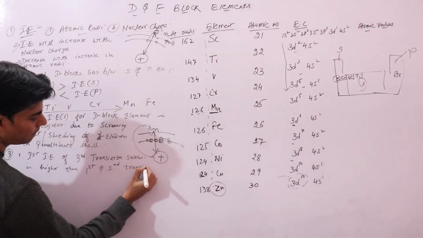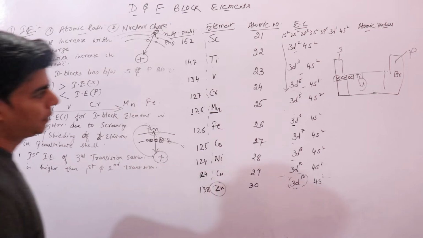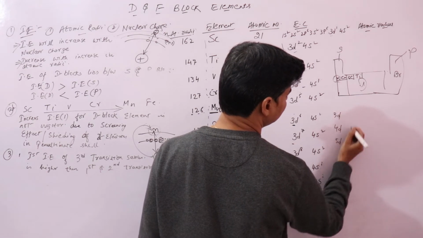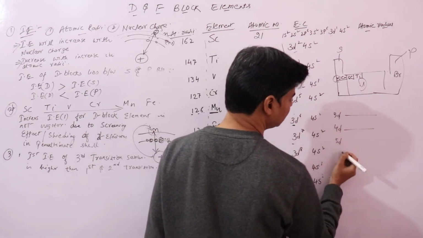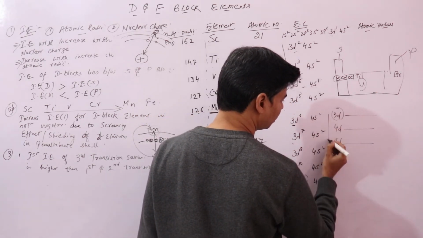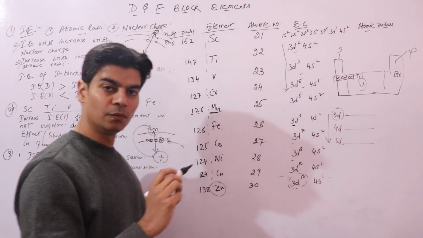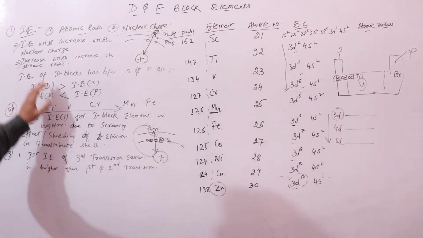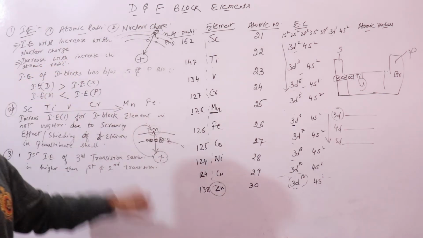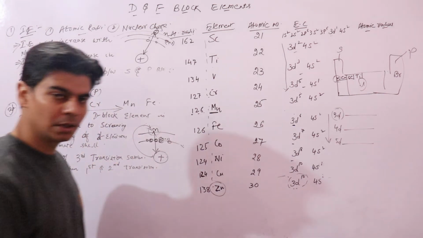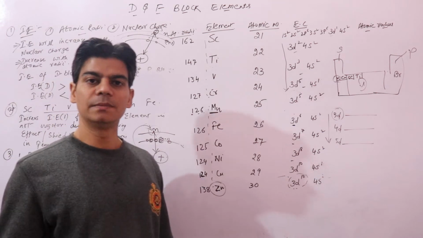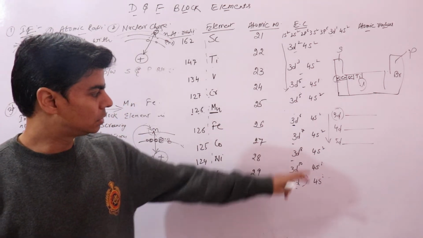transition series. Just understand, this is your 3d series, you have the 4d series, you have the 5d series. This is your first transition series, second transition series, third transition series. Normally what happens is that as you come down, your atomic radii will increase. And here we have discussed that ionization energy will increase with nuclear charge and decrease with atomic radii. So when you come down to the third transition series, the atomic radii would be maximum, it would be more for the third transition series.